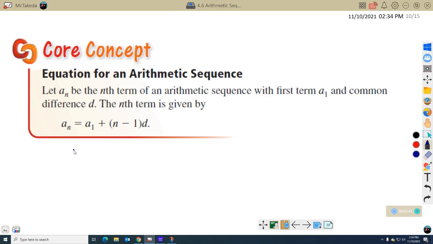This is really what I need you to take away from today's lesson: if we want to write an equation for the arithmetic sequence, for any term, the nth term, we'll let a sub n be the nth term. Well, we start with the first term and we add to that n minus 1, so the previous position, times d, that common difference. Okay? So make sure you know this one as well.